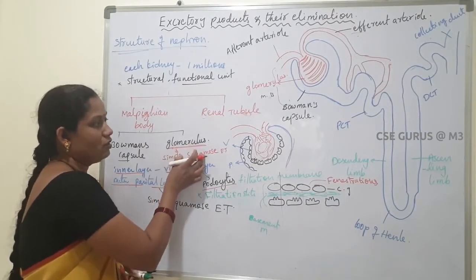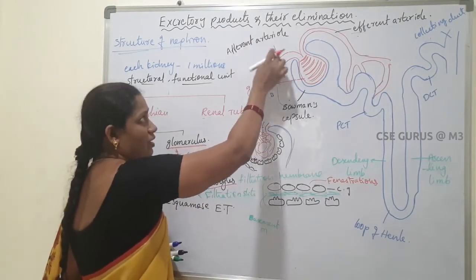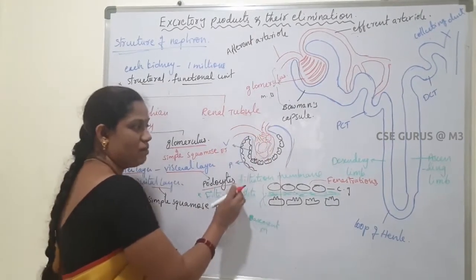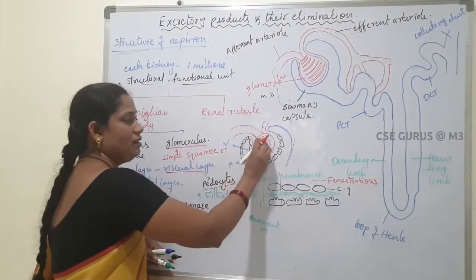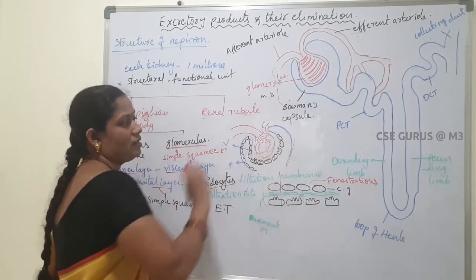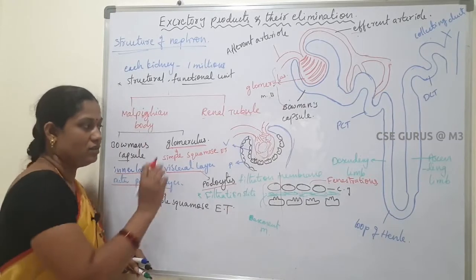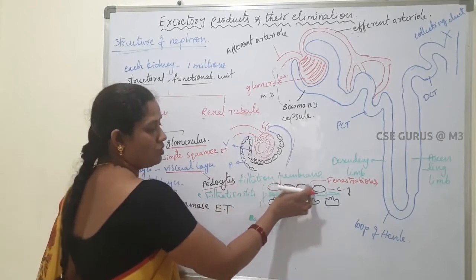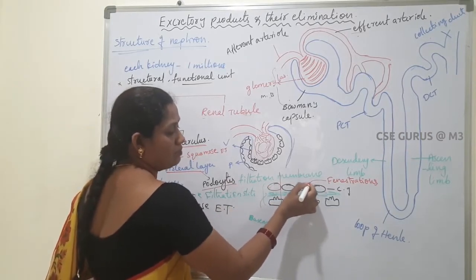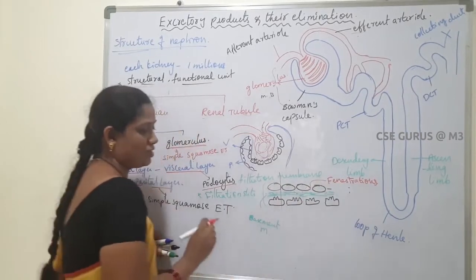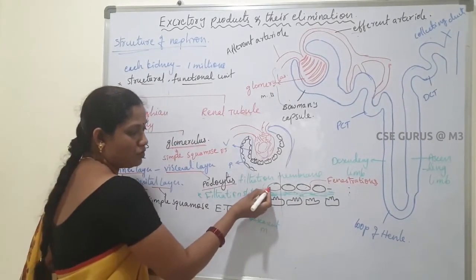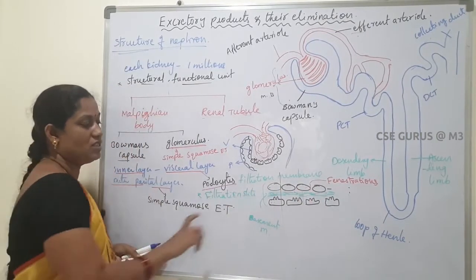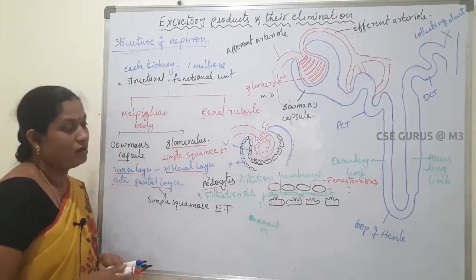Next, the glomerulus. The glomerulus is formed by the afferent arteriole, which enters into the Bowman's capsule. It divides into many branches to form many capillaries. Then these capillaries rejoin and come out through the efferent arteriole. The glomerulus is made up of simple squamous epithelial tissue, which also has some gaps called fenestrations. Between the simple squamous epithelial tissue and the podocytes, a basement membrane is present. These three layers are called the filtration membrane.